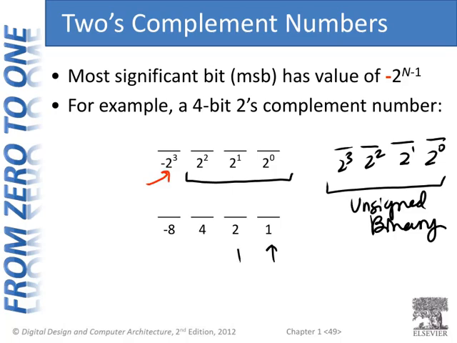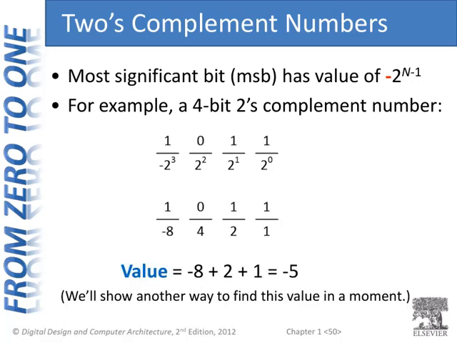So the 1's, 2's, and 4's place are just like before, but now in the most significant bit, we have the minus 8's place. For example, if we had this number, 1, 0, 1, 1, well, we have a 1, a 1, a 0 in the 4's place, and a 1 in the minus 8's place. So the value is minus 8 plus 2 plus 1, which gives us minus 5. And I'll show another way to find this value.